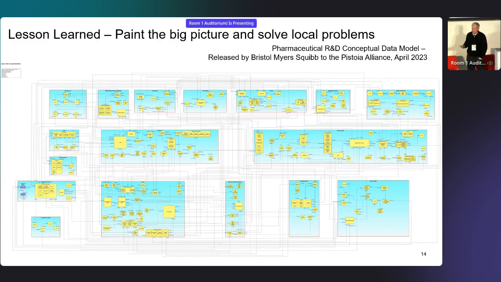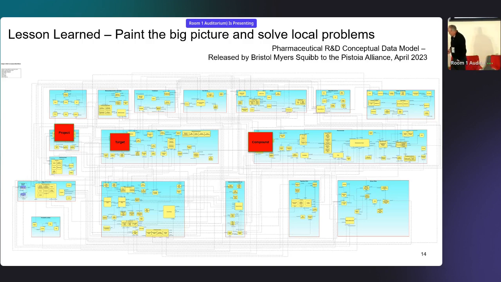And what this allowed us to do was to paint the big picture. Here's a representation of our data. But you know what? We need to solve some local problems. Local problems like, we don't really have a system that connects projects to targets to compounds. That's kind of a problem, right? So how do we know where that data lives today, across the heritage Celgene, heritage BMS space, and how do we connect that data together in a virtualized way?